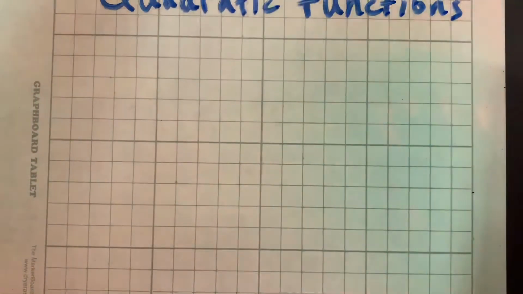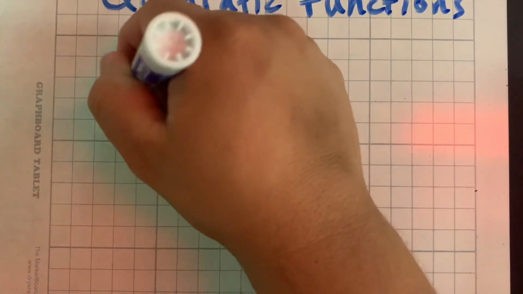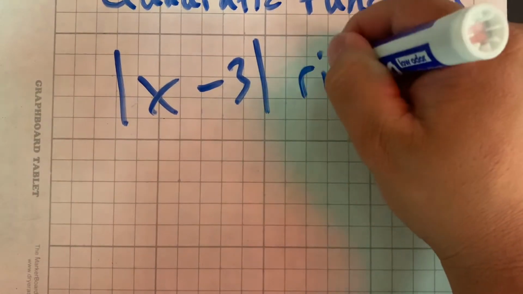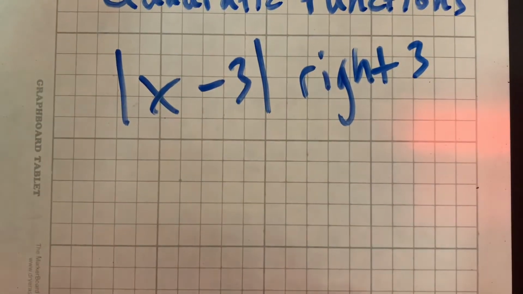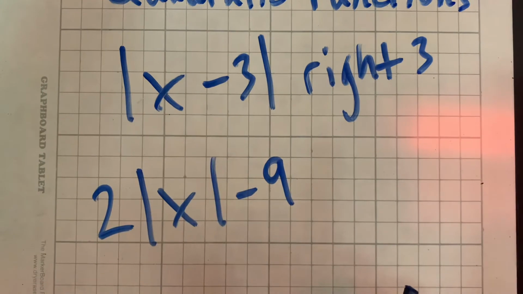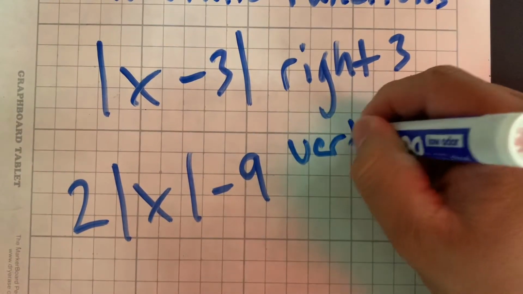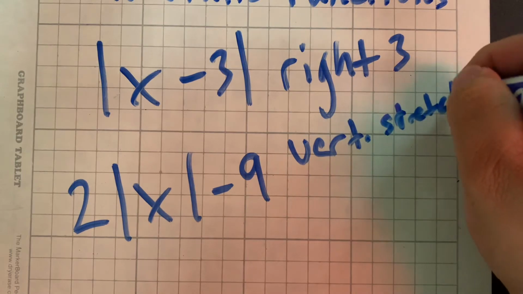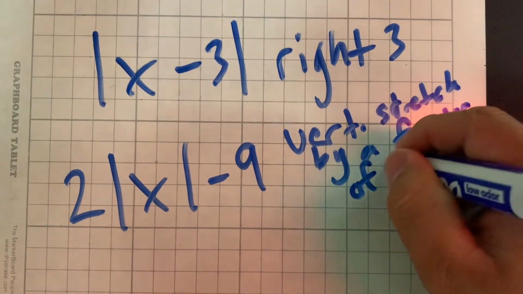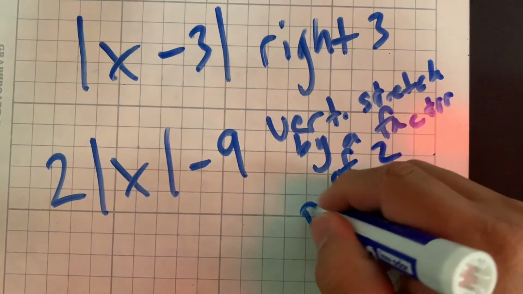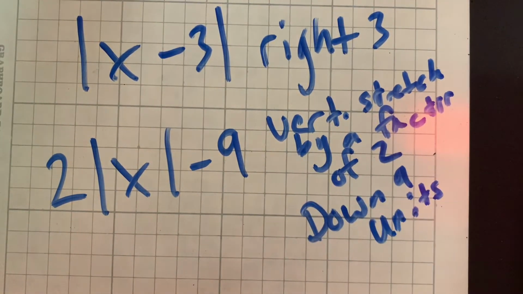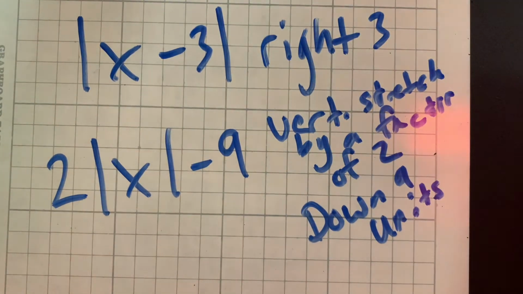And what we did was we determined what transformation was happening in the problem. When they asked you to describe it, you're saying, well, if you had the absolute value of x minus 3, we know that this one was going right 3. If we had 2 times the absolute value of x minus 9, we know that this was a vertical stretch by a factor of 2, and then we also know that it was down 9 units. And that's all we were doing.